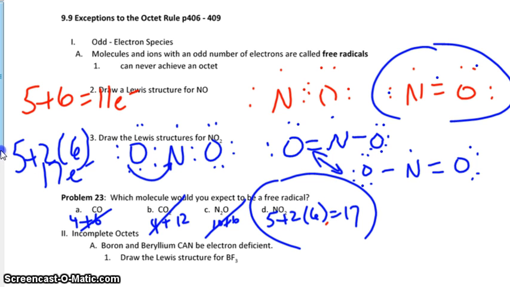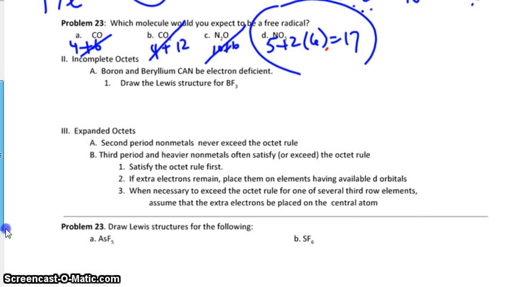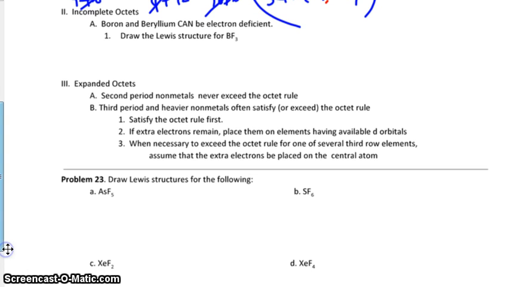Incomplete octet. Boron and beryllium can also be electron deficient. Whoa, do you see that? That says beryllium. Beryllium's a metal. What are we talking about? I thought you said that we're talking about nonmetals. Go back in, I think it was section 9.6, and we talked about electronegativity. If you look at beryllium being a second period metal, it has a pretty high, for metals that is, electronegativity.